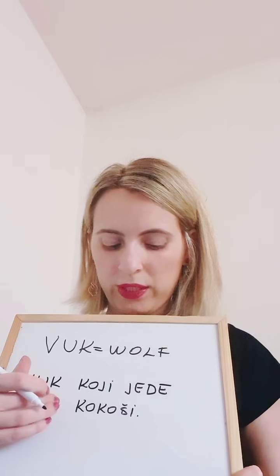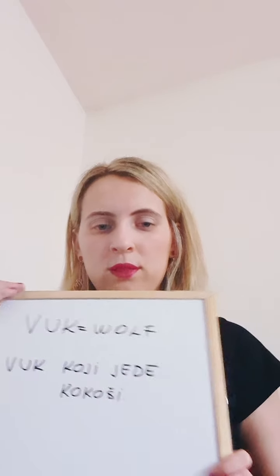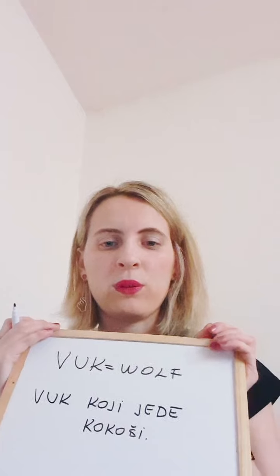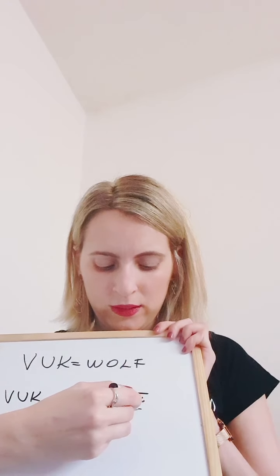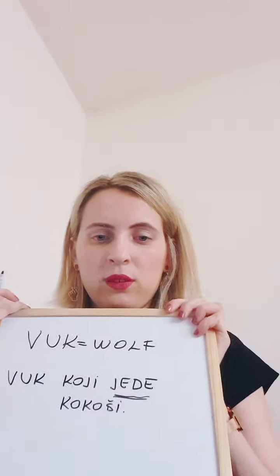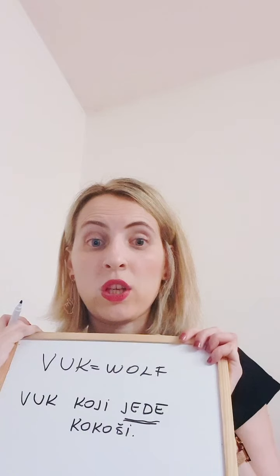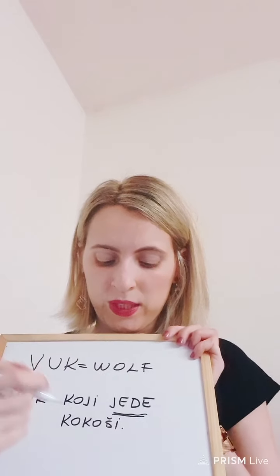So the wolf which eats the chickens. Which eats chickens. Okay, so vuk koji jede kokoši. So you can see here that this is present, koji jede, and kokoši. So you can say vuk koji jede kokoš. Actually, you can say vuk koji jede kokoš, because kokoši is plural, and kokoš, so chicken, is singular. And kokoši is plural. So chickens. It is kokoši.